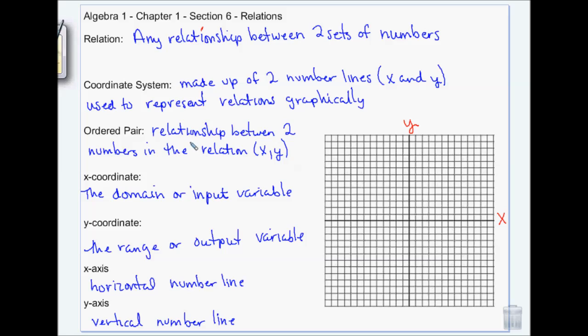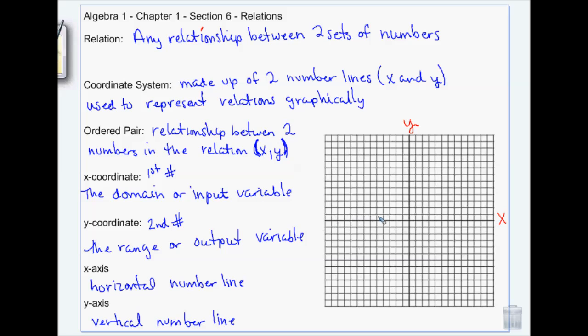Ordered pairs show the relationship between two of the numbers in the relation, one x, one y, and they're listed with parentheses, one number and then the second number. The x-coordinate, which is the first number, is the domain or the input variable. The y-coordinate is the second number. It's the range or the output variable, and I'll go into more about that in a little while.